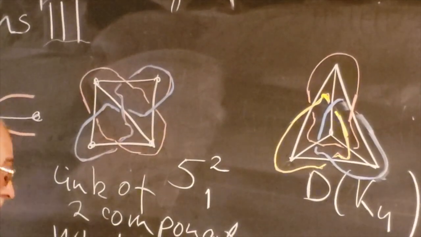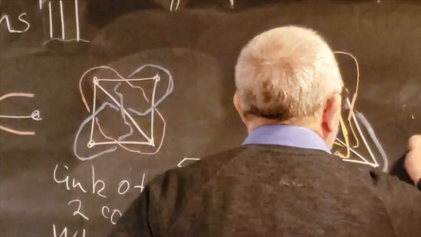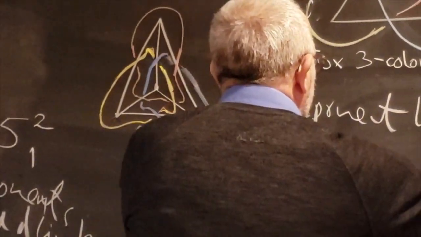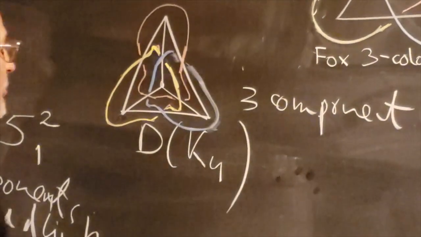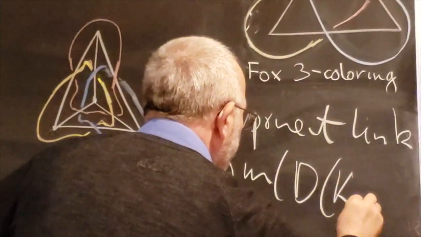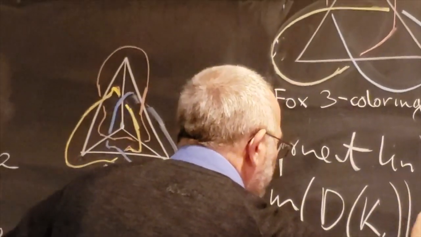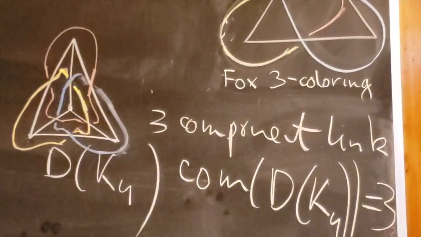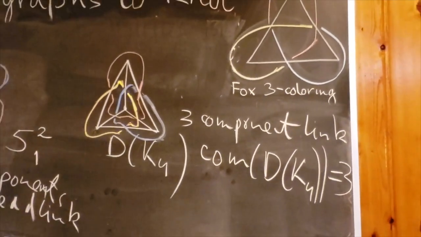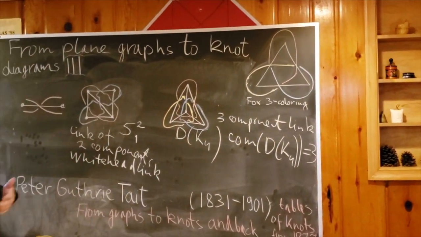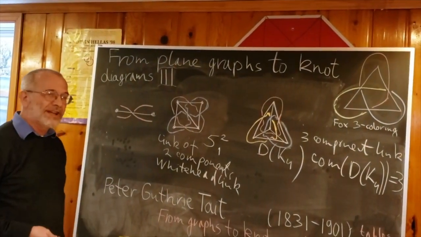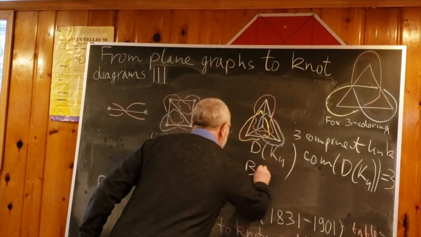So let's write this. 3 components. We use a shorter notation, we write the number of components of the diagram of our link K4. So this is equal to 3. A link of 3 components. This link has a very old name because such a link was used as the coat of arms of the Borromeo family in Italy in the Renaissance. So because of this, it's very often, in fact always, called the Borromean link. This link is Borromean.